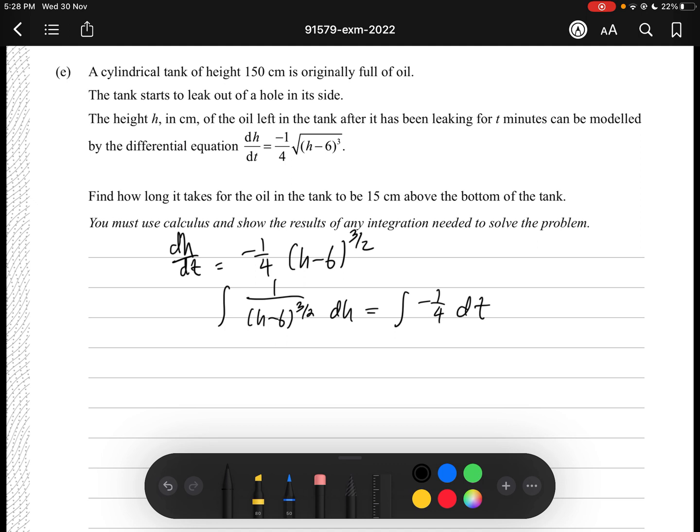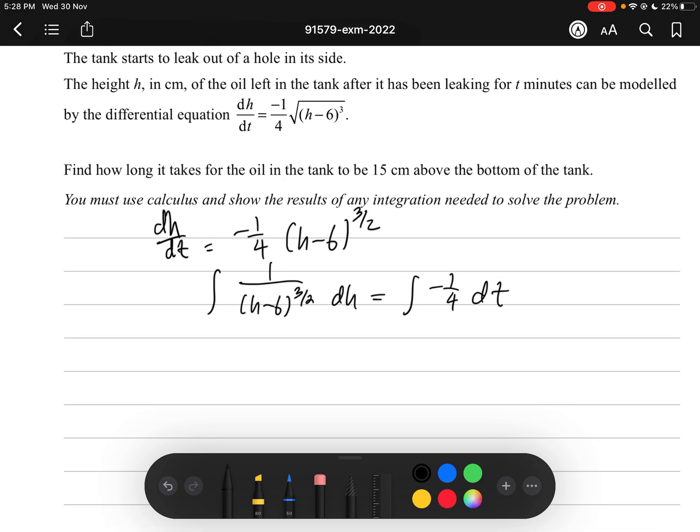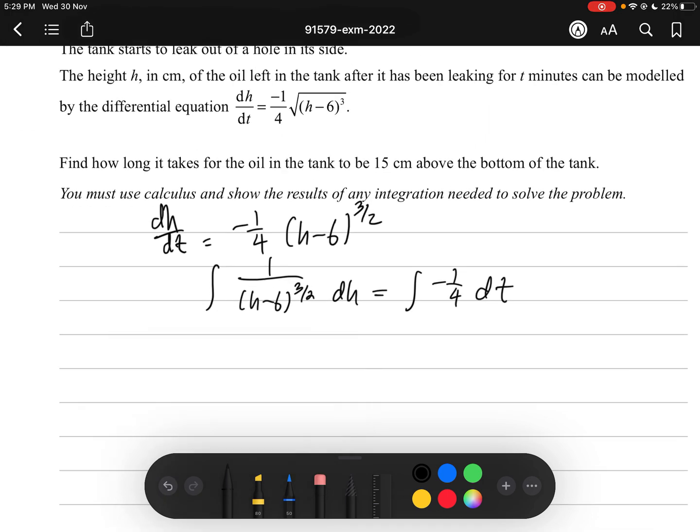So for this question, for integration of the left-hand side, we can use a substitution of u equals h minus 6. But notice that if we differentiate both sides, we get du equals dh. So it's just 1. We actually don't really need to worry about having a substitution here because the derivative is just 1 anyway. So we can just treat this as any other power rule question. So we have the integral of h minus 6 to the power of negative 3 over 2 dh equals negative 1 quarter t plus c.